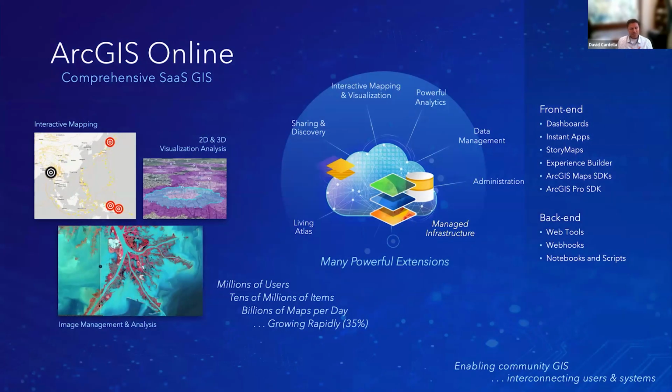ArcGIS Online provides similar extensibility points that we just discussed with ArcGIS Enterprise, which includes web tools, web hooks, and also integrates very tightly with any apps or focused solutions that are built with our Maps SDKs. In addition, you can also take our no-code, low-code tools like dashboards, Instant Apps, and Story Maps and build applications without writing any code. Those no-code, low-code tools can also be used with ArcGIS Enterprise.